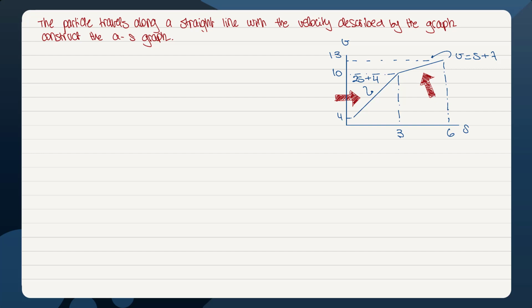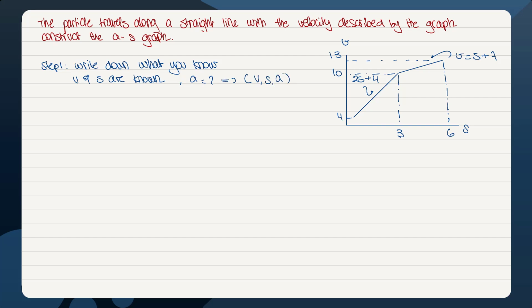The very first step is to write down what we actually know to understand which equations we need to use. We're given V and S, since it's a V-S graph, and we're asked to find the A-S graph, so technically A as a function of S. We have the velocity and the position. There is no reference to time, so one needs to make use of the equation that's independent of time, the equation that relates V, S, and A.